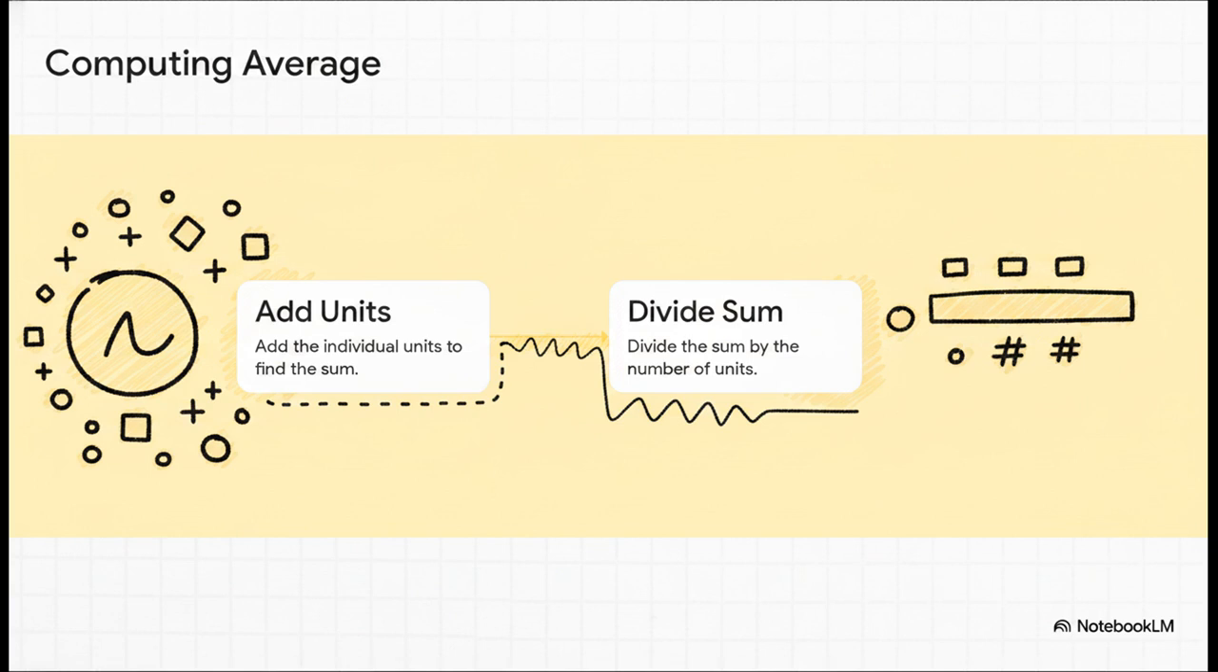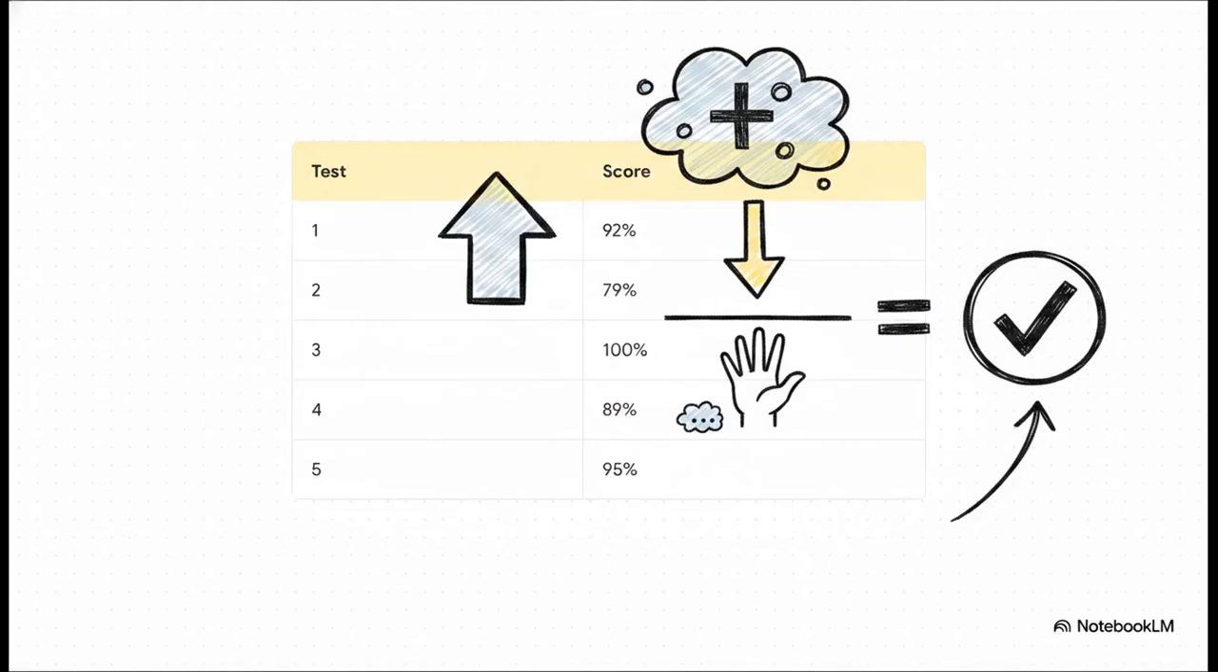It's a super straightforward two-step process using the operations we literally just reviewed. First, you add all the individual units together to find their total sum. Second, you divide that total sum by the number of units you just added. That's it. Let's see how this builds using a really practical example.